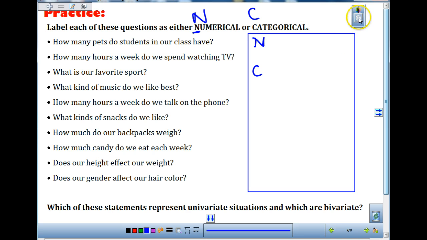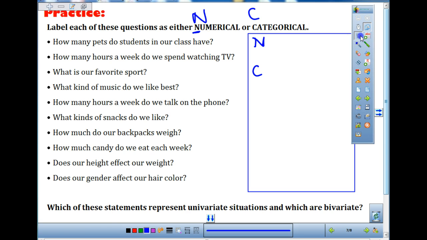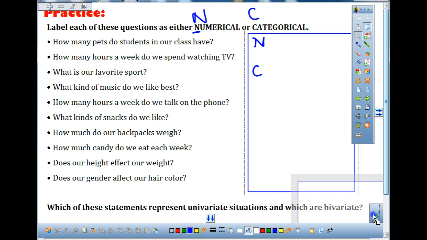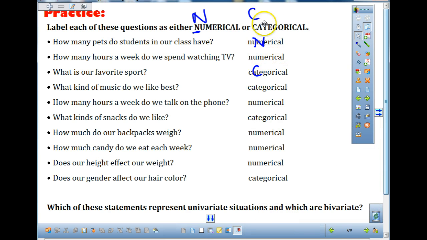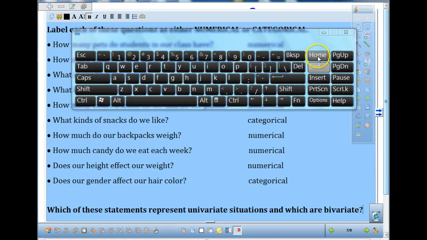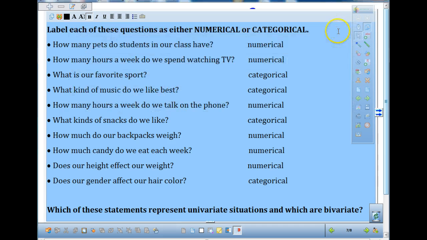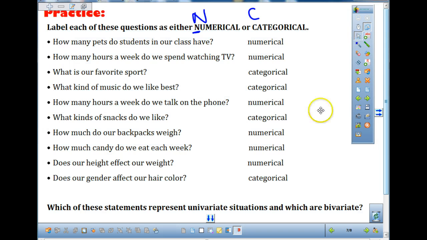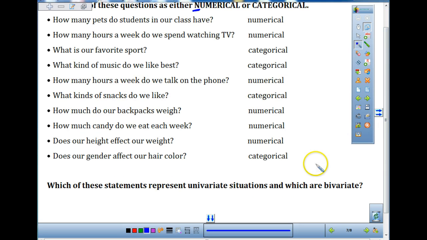So pause the video. Please take a look, and then when you start it up, you will see the answers. So if we are looking at each one of these, you're going to see that I have put down, as we are looking at these, the different data points. So you can see how I labeled my answers, putting the numerical, categorical for each one. If there's questions or something you're not sure about, we can discuss that.